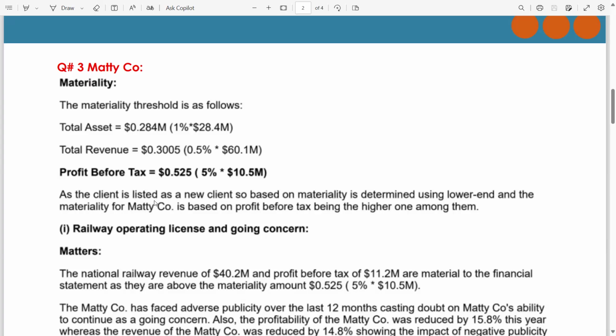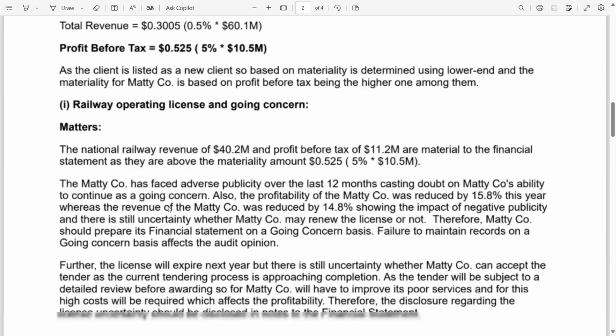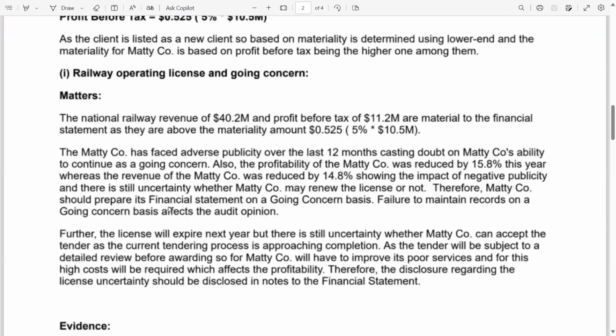Look, if you can see, the PBT value is 0.525, whereas the total revenue figure is 0.3005 and total asset is 0.284. So PBT is the higher figure among others. That's why we have chosen PBT as the materiality. Now, I have spent so much time on the materiality discussion. Now, railway operating license matters.